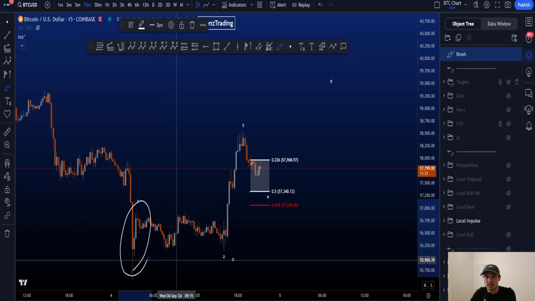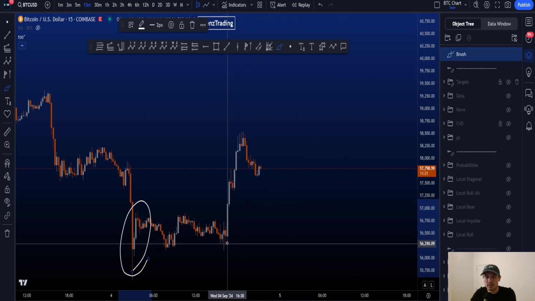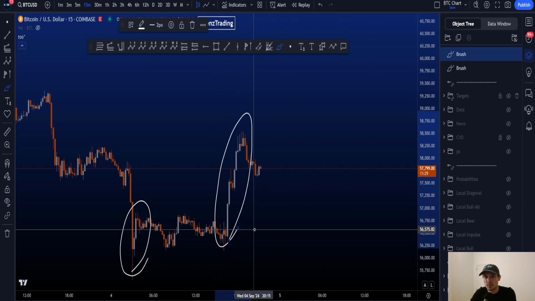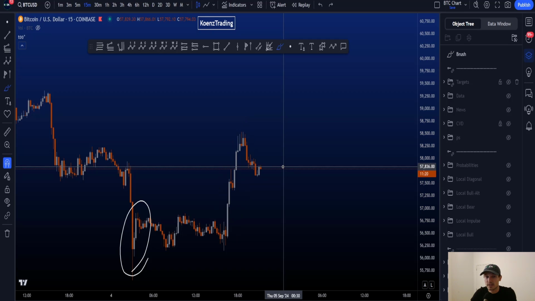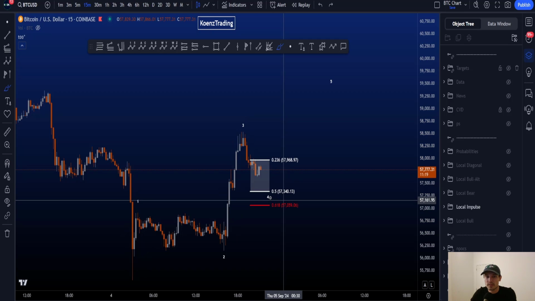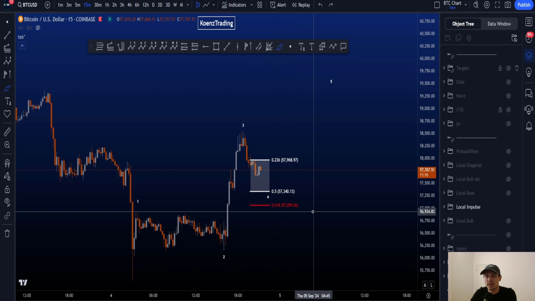This is your first wave 1, and let me remove this for clarity. This is then your second wave 1. But a second wave 1 should be a lower degree Elliott wave count, and preferably a little bit shorter in time and price, which is not the case. So therefore, if price does hit the 0.618, bearish probabilities do increase.